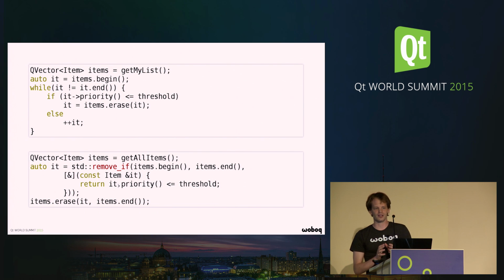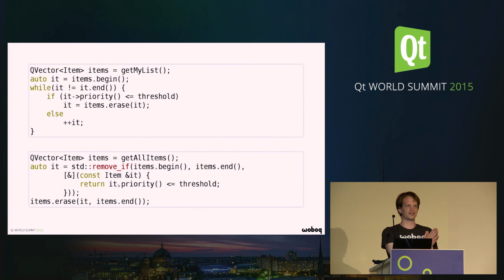And remove if returns an iterator to the new end of your list. So remove if will not, strictly speaking, remove the elements. It will just move all the elements and pack them together, and then you can erase the ones at the end, and actually reduce the size of your list.